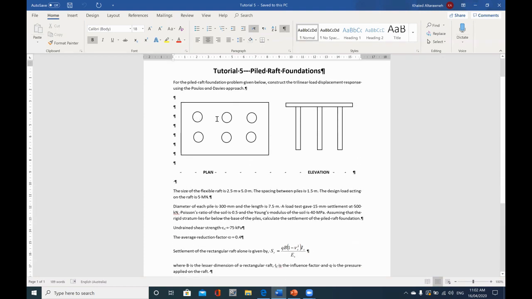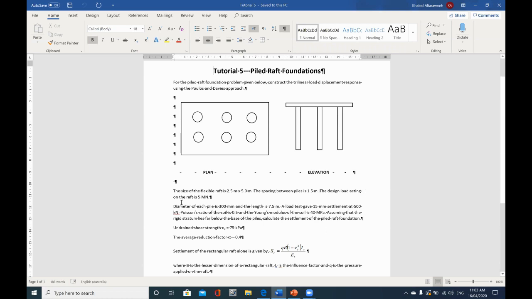Here we have six piles. This is the plan view of the piles, and this is the cross section of the piles. This is a flexible raft, so we need to consider the flexible raft scenario. It's not rigid. It's 2.5 meter by 5 meter, so this dimension is 2.5 meter and the long dimension is 5 meter. The spacing between piles center to center is 1.5 meter in this direction, and in this direction 1.5 meter as well.